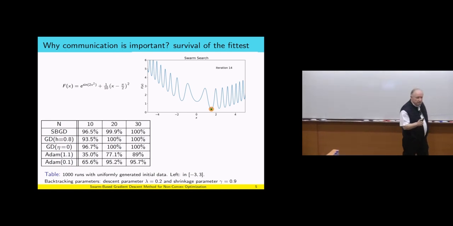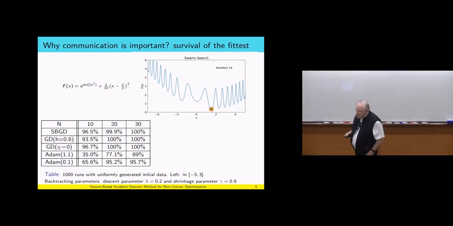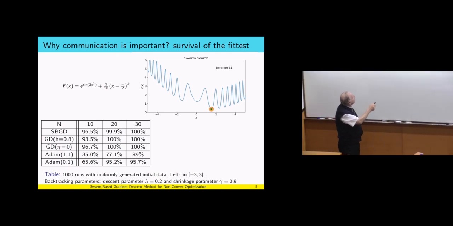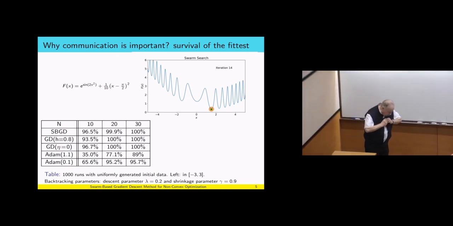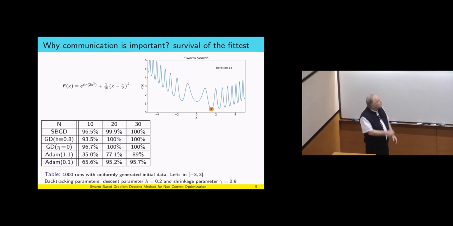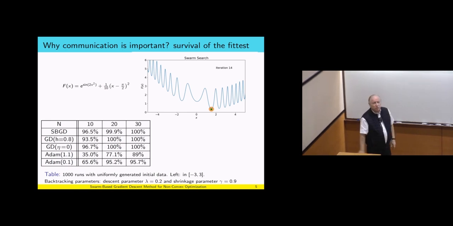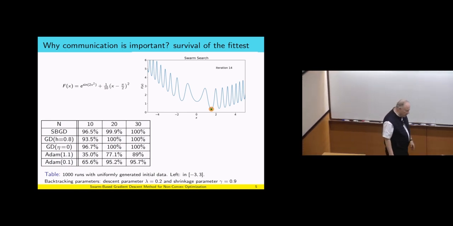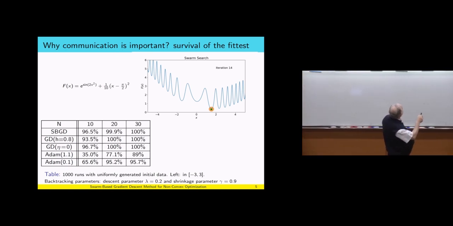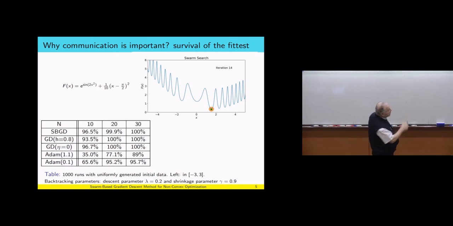The point is that in all these methods, even though these are the usual one-agent methods, what we did in this case is we just put many agents, 10, 20, or 30, we just spread them around and let them run. But we spread them in the interval -3, 3. You know why we did -3, 3? Because we knew that the global minimum is in the interval -3, 3.